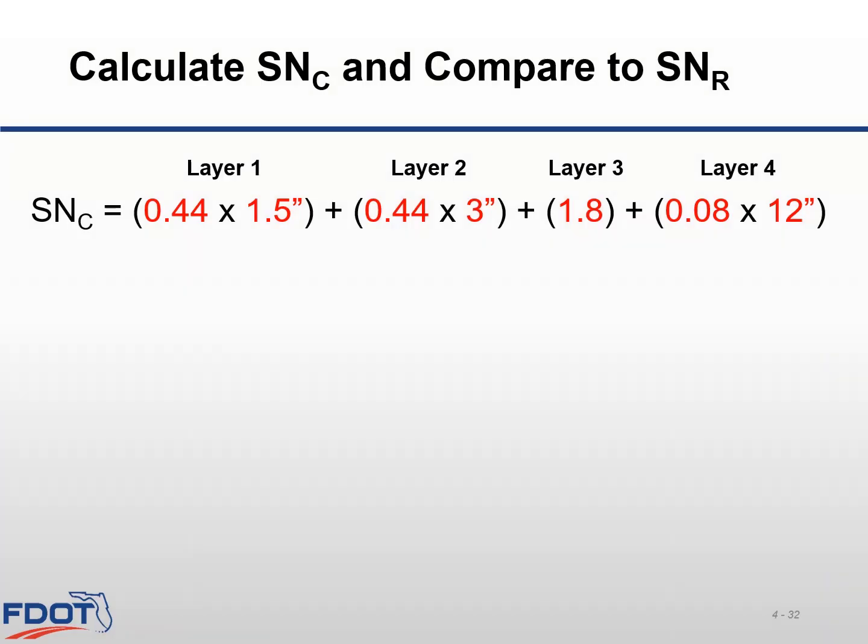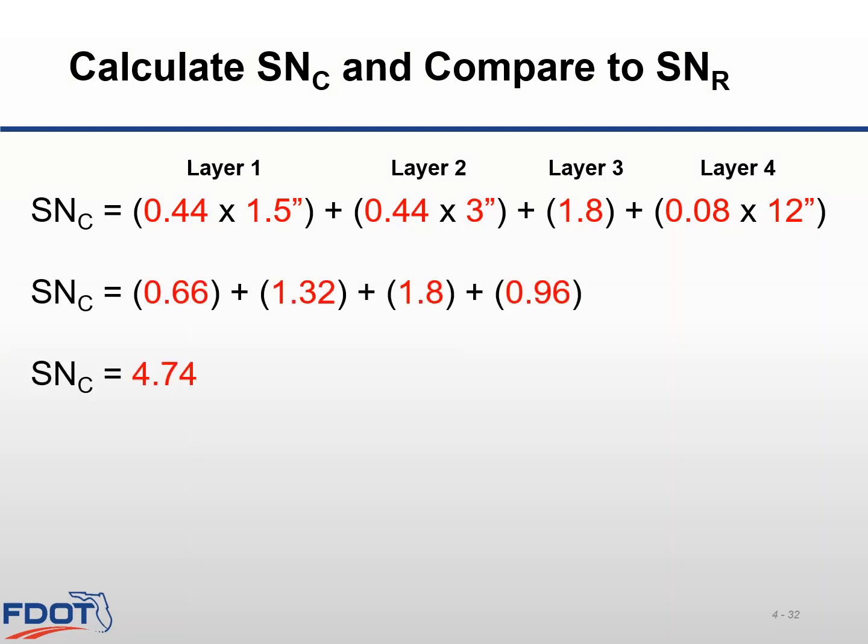Now that we have all of our unknowns defined, it's time to crunch the numbers. So you can see the values we determined for each of our 4 layers here. So multiplying each layer, we get a calculated structural number of 4.74. Remember, our required structural number that we determined at the beginning of this example problem was 4.51.